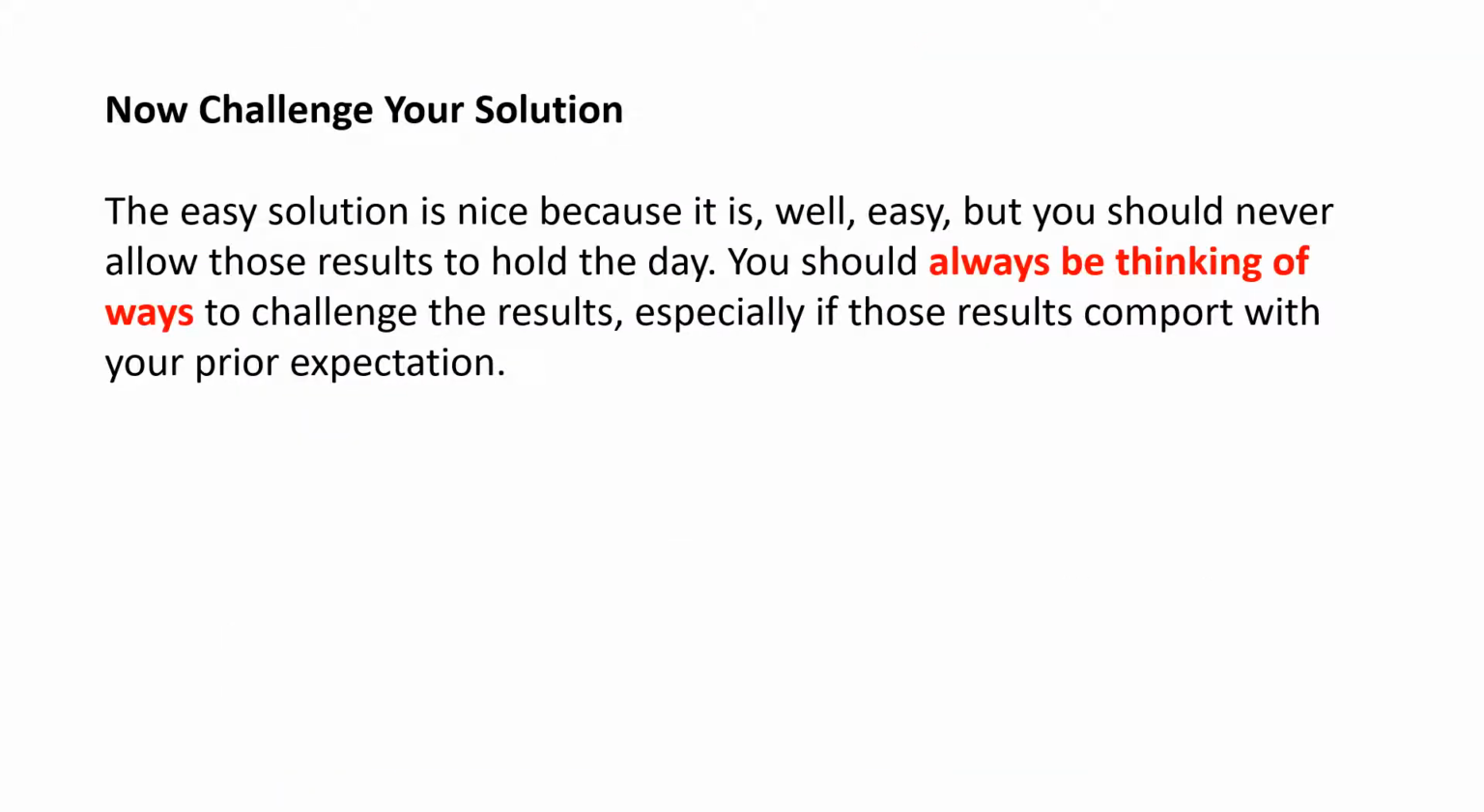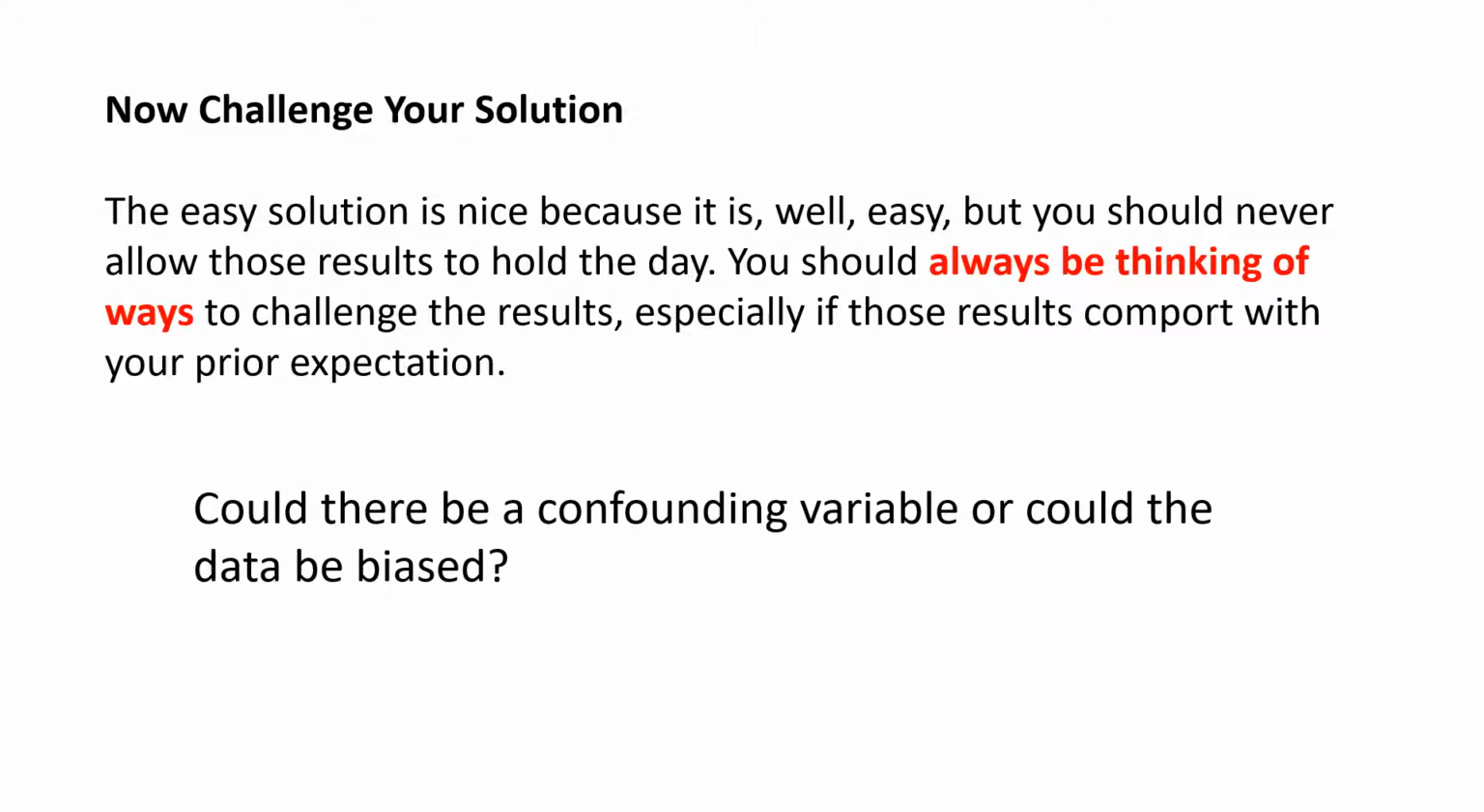But now that we've come up with our easy answer, we don't want to stop there. We at least know that there might be something to this data. This data might help us answer our questions, but we always want to be thinking about ways to challenge the results. For one thing, could there be some confounding variable that we're not aware of? We might say that one feature causes the other feature to change, but maybe there's a third feature in the background that's really in charge of making both of those change. Or also, is the data biased? Was it collected in a biased manner? That's always something we need to continually be thinking about.